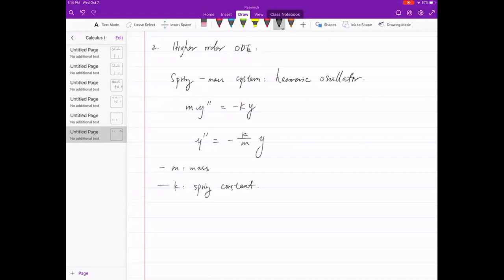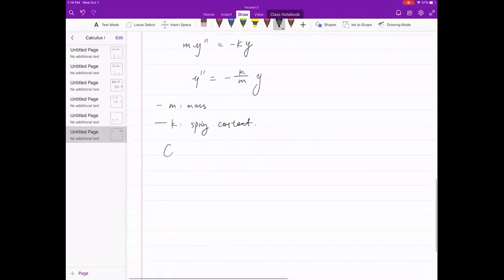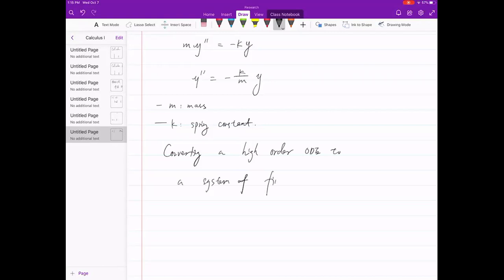In general, of course, you can solve it directly, but now we'll offer you an alternative way by converting a high order ODE to a system of first order ODE. Let me show you how to do it.